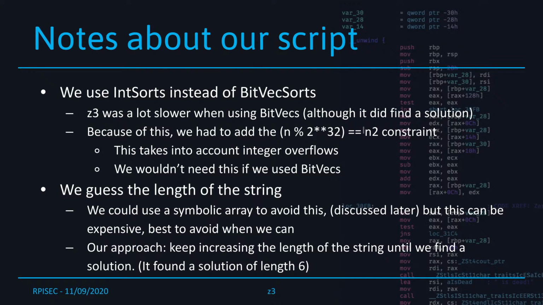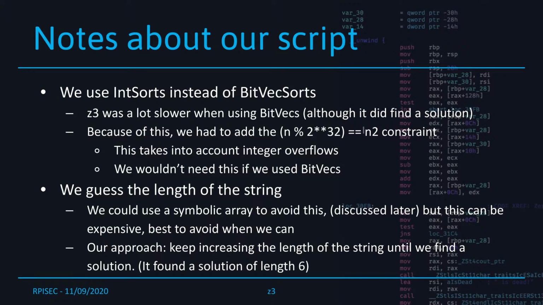So a couple of things to note about this script. We are using ints instead of bit vectors. Basically, that's just an efficiency thing. For whatever reason, it was a lot more efficient to use integers, so Z3 was able to crunch the numbers much more quickly. Because of that, our code is a little bit messier, and we have to account for integer overflows as well. If we use bit vectors, we could probably do this a little bit more cleanly, but it would just take longer to run.